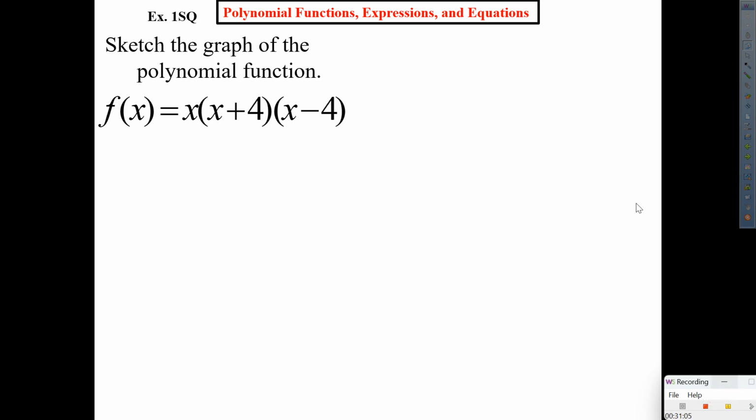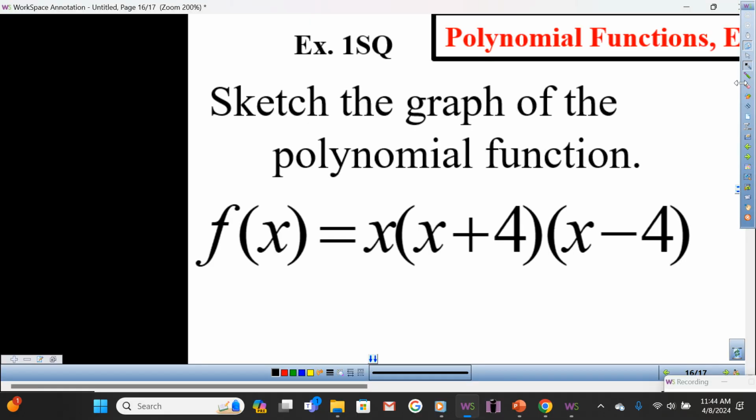All right, copy this next one. Example 1, super cube. F of x equals x times x plus 4 times x minus 4. See if we can go a little bit faster on this one.